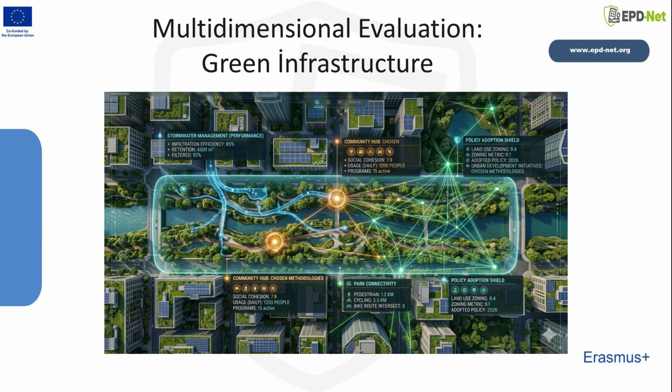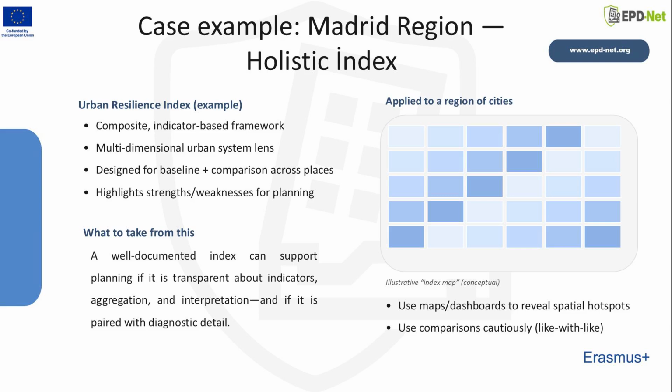It also reminds planners that a technically attractive intervention may underperform if its governance, social uptake, or connectivity conditions are weak. In other words, a resilience assessment that ignores these interactions may underestimate both opportunities and constraints. The Madrid region case illustrates a holistic, indicator-based framework for assessing urban resilience. The key contribution of this approach is that it organizes multiple dimensions of urban systems into a composite structure that can support baselining and comparison across places.